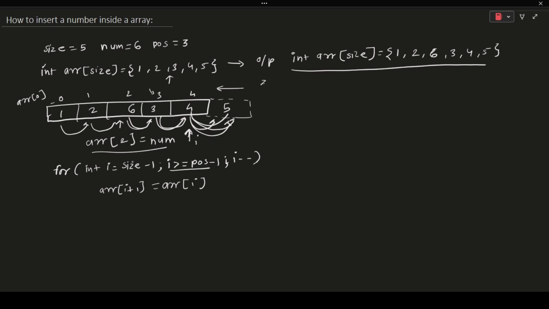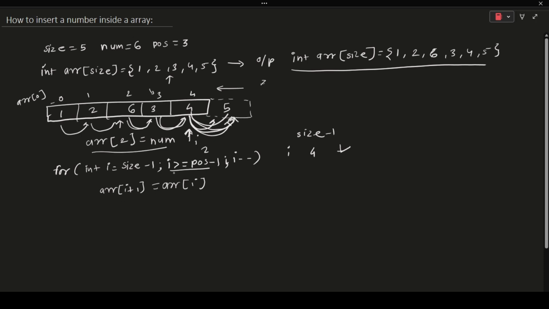First, initially, what is our size value? It is 4. So let me take size, size minus 1. So our value is now 4. Now at this position our I is 4. Let's see if this satisfies our condition. I is greater than or equal to position minus 1. Position minus 1 is nothing but 2. So obviously 4 is greater than 2. So this condition is satisfied and it enters our loop, and shifts this 4 to this side.